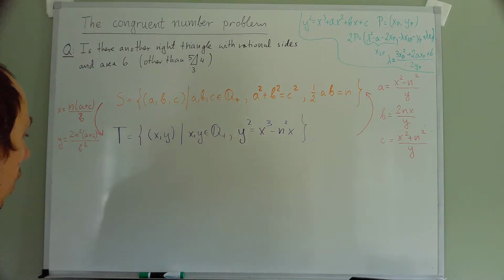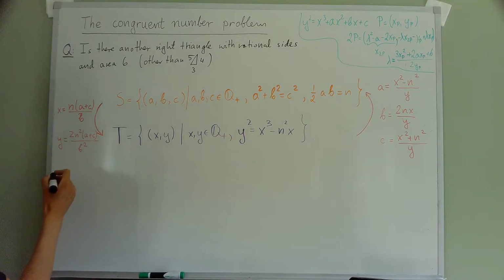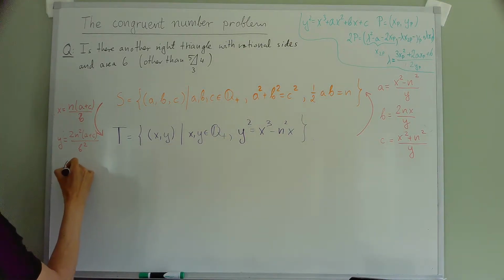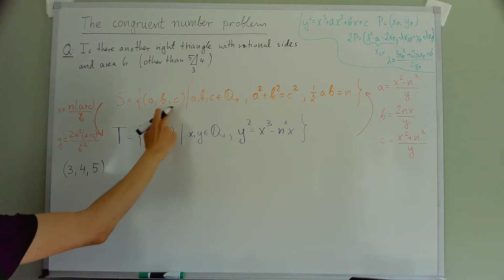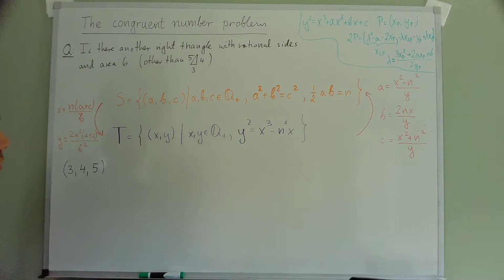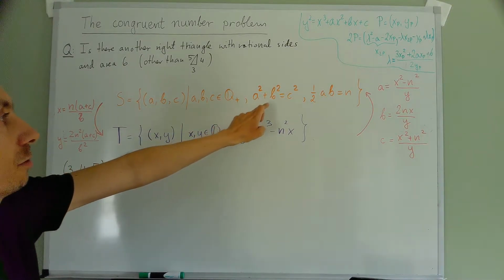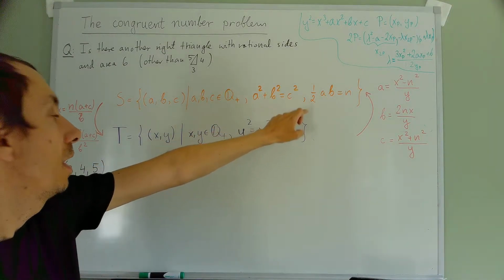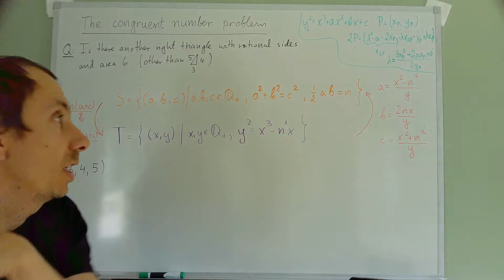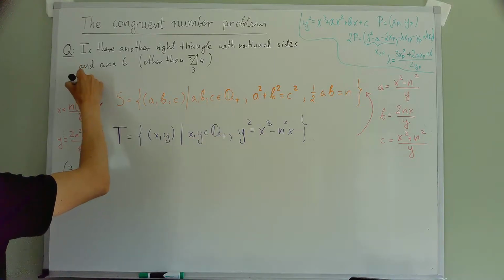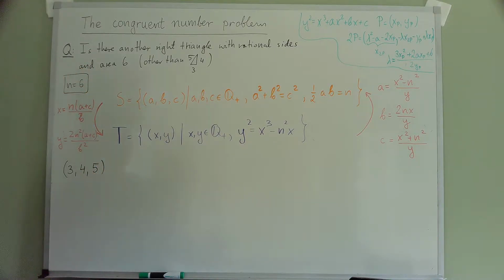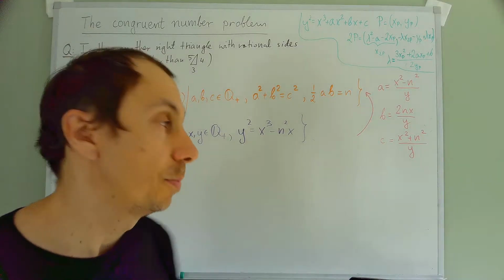So first of all, that means we're starting with that triangle. So that triangle has sides, let's say 3, 4, 5. These are the two legs, and this is the hypotenuse. So these are positive integers. Surely 3 squared plus 4 squared is equal to 5 squared, and 1/2 times 3 times 4 is equal to 6. So my n here is 6. So this belongs to S.